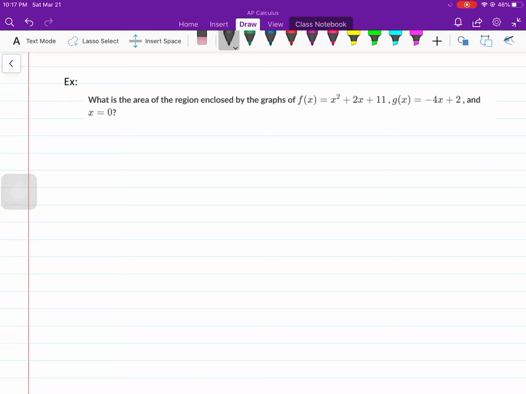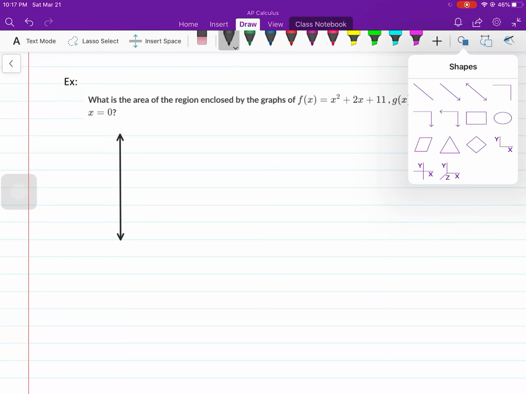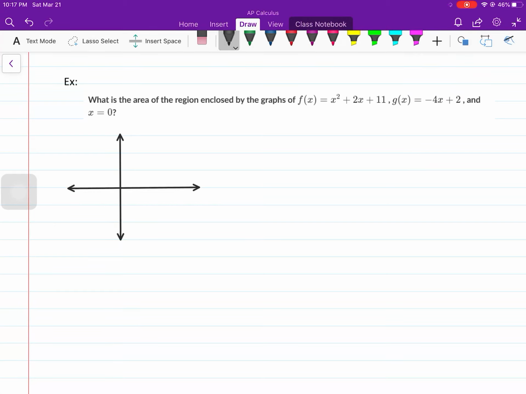So what we're going to go ahead and do, let me just draw a quick picture. Kind of get an idea of what's going on right here. So basically one of our bounds that's given so far is the y-axis, because they're saying x equals 0. So we know one of our bounds is the y-axis. From there, we got to figure out where they're intersecting, because if we find the intersection, then we can go ahead and find that as our bound and use that and find the area between the two curves that's enclosed.